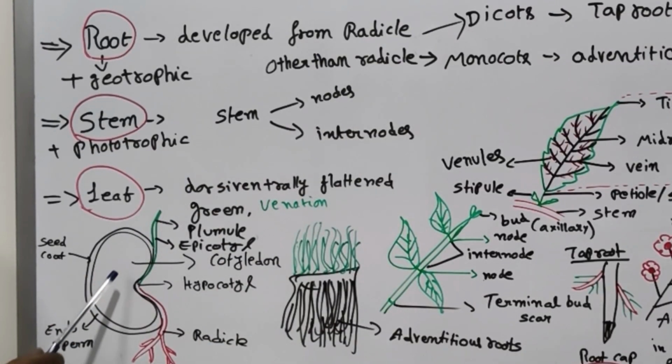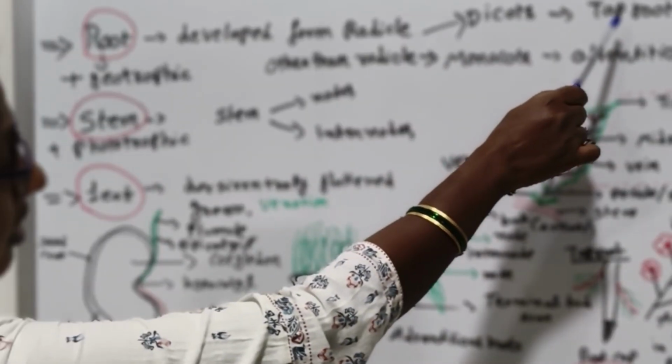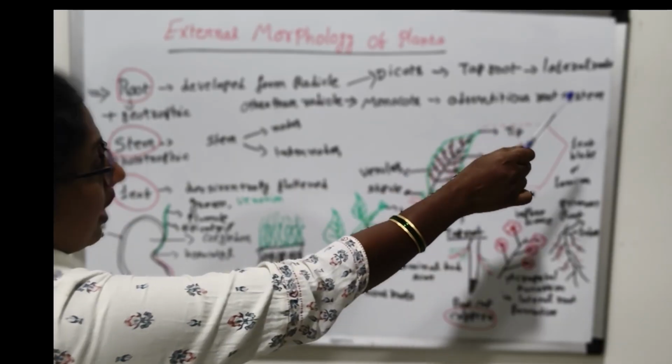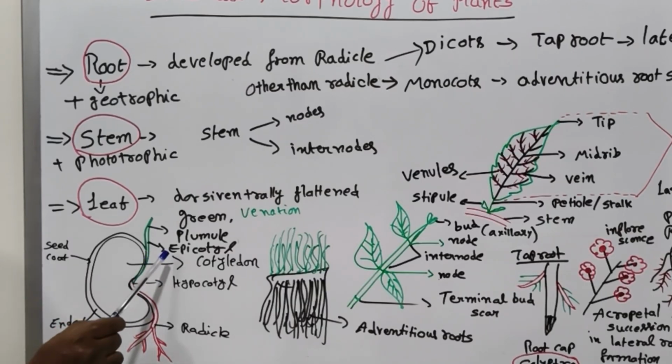Here in this picture, this is the germinating seed. You can observe a cotyledon. Here there is endosperm, seed coat, and here you can observe the growing radicle. This radicle grows into the tap root system in dicots, and from the tap root you will observe the formation of the lateral roots. So here between the epicotyl and radicle there is hypocotyl.